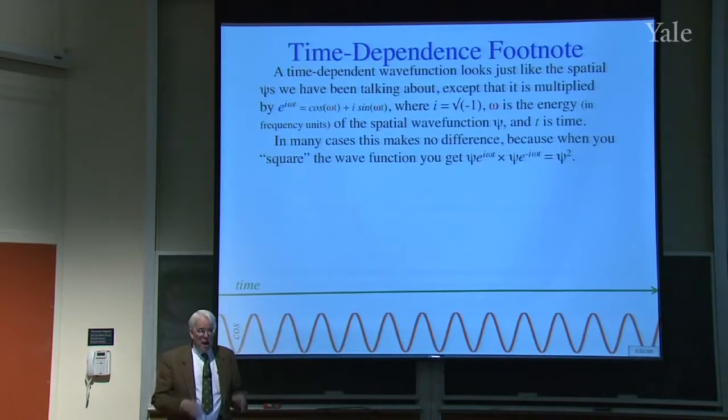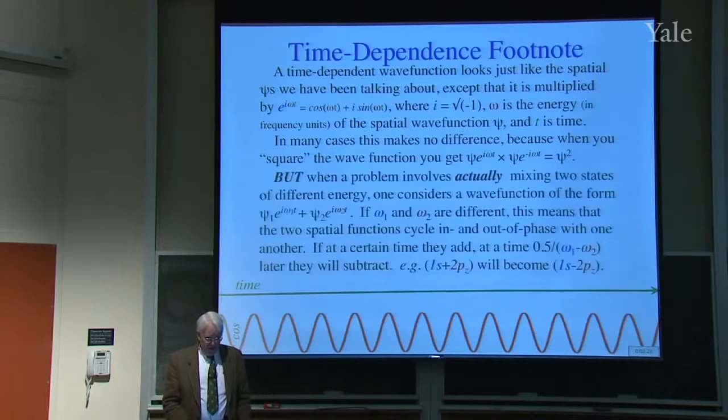Because when you square the wave function to get the probability density at any given time, you multiply e to the i omega t times psi by psi times e to the minus i omega t. That's how you do squaring with complex numbers, multiplying by the complex conjugate. And that gives psi squared, and all the stuff about time cancels out. So you don't really care. So why do you have it in there in the first place?